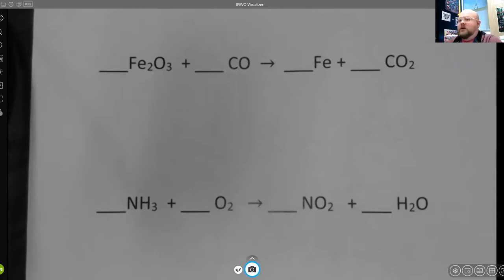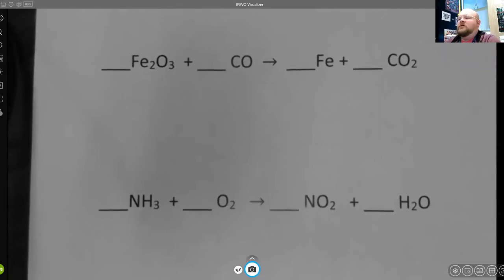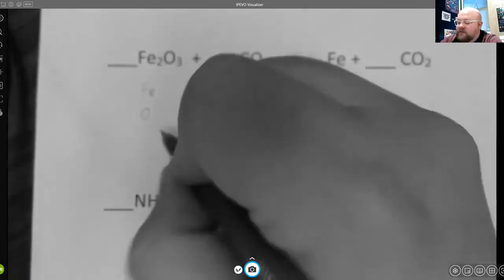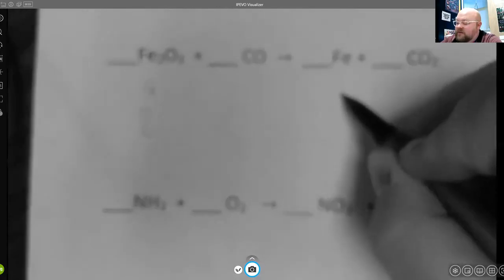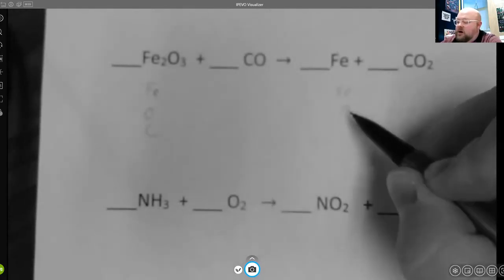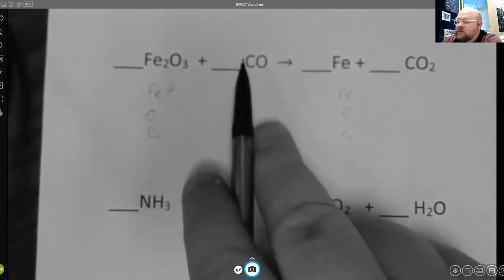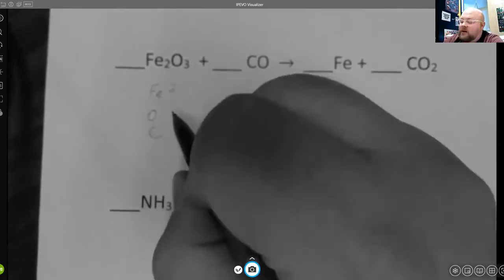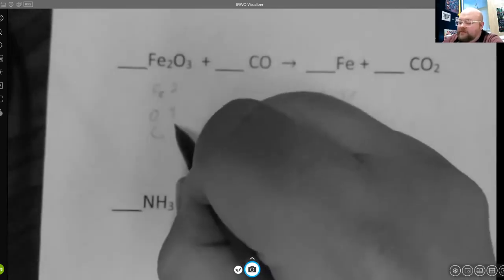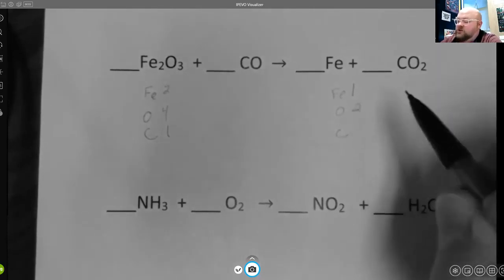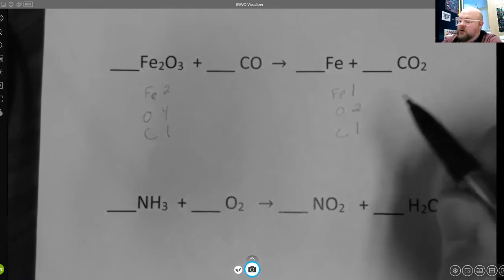Now, what you do is you take all the elements on both sides. I like to write things out underneath because it helps me see what I'm working with. So I'm just going to write out, we have iron, oxygen, carbon. On this side of the arrow, we have iron, oxygen, and carbon. Now we start with, it looks like 2 irons here. How many oxygens? We have 1, 2, 3, 4, because we're looking at everything on the left of the arrow, so 4. And we have 1 carbon. On the right, we have 1 iron, we have 2 oxygens, and we have 1 carbon.